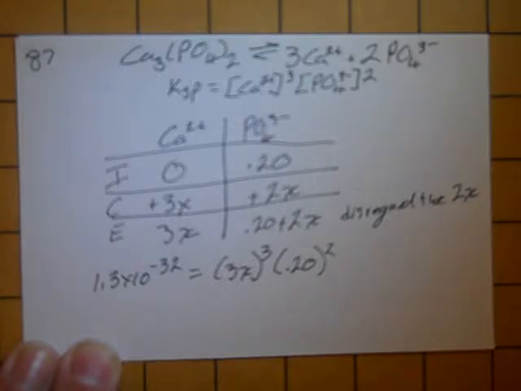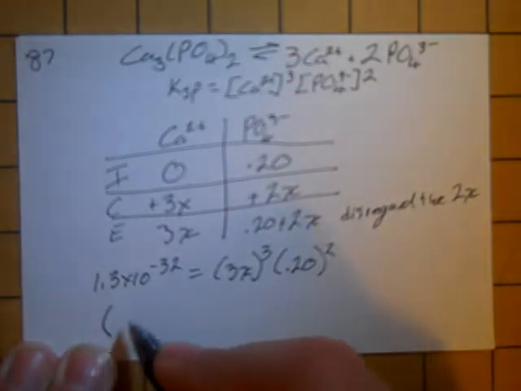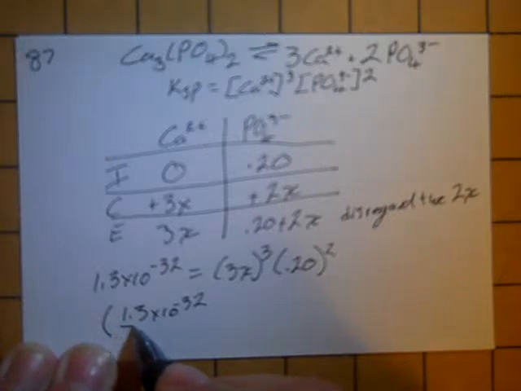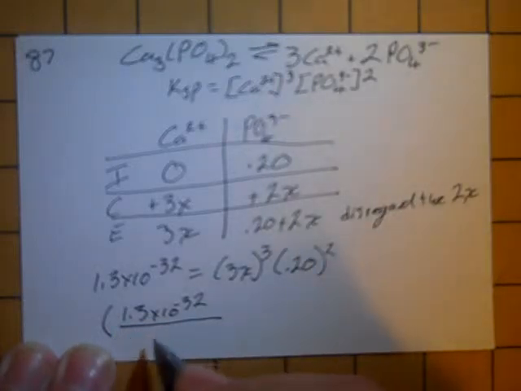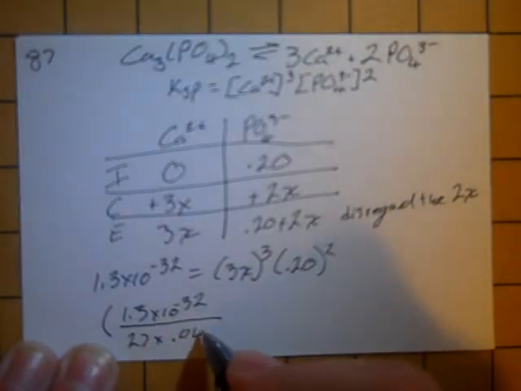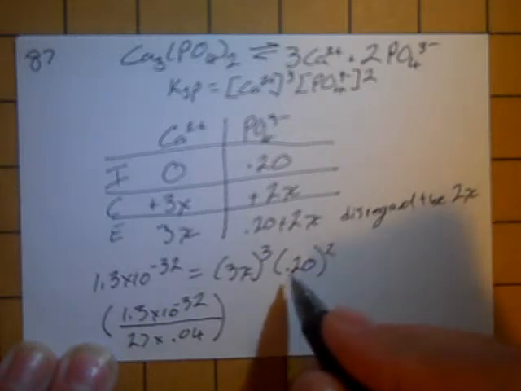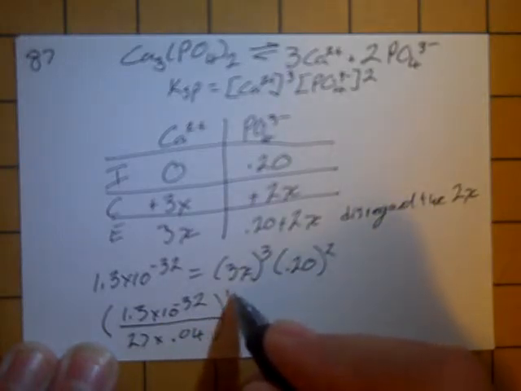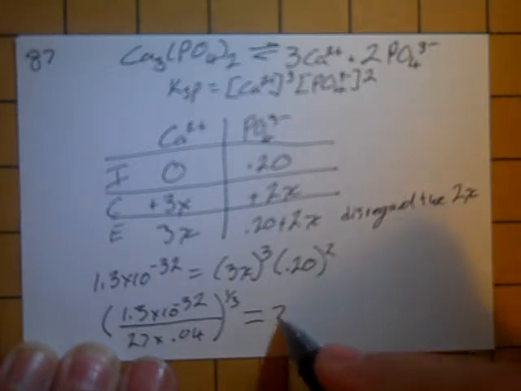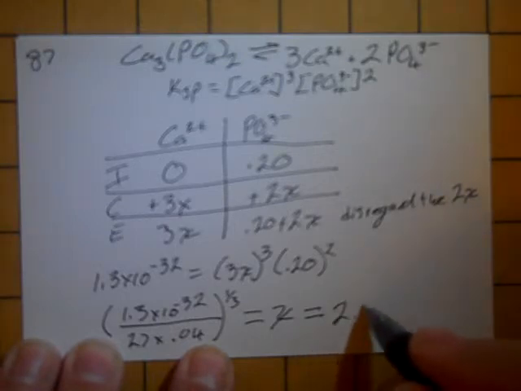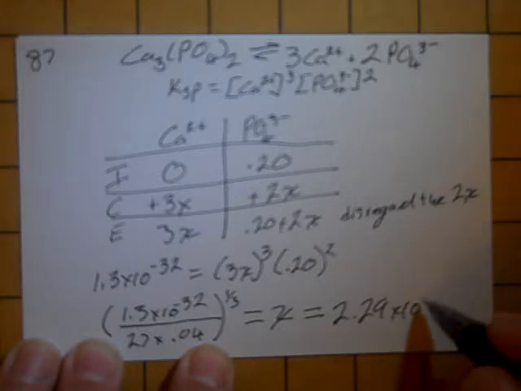So now it just takes a little bit of algebra where 1.3 times 10 to the minus 32 divided by 3 cubed, which would be 27, times 0.04. 0.2 squared is 0.04. So I'm dividing this side by the number parts on this side. I take the cube root of the whole side, and that equals x, which equals 2.29 times 10 to the minus 11.